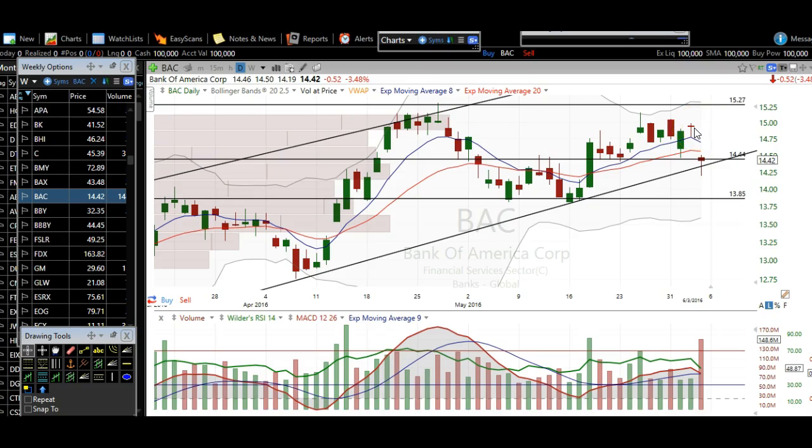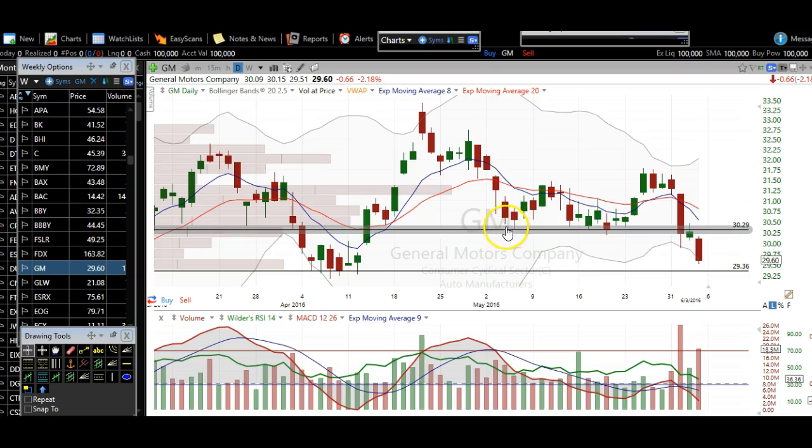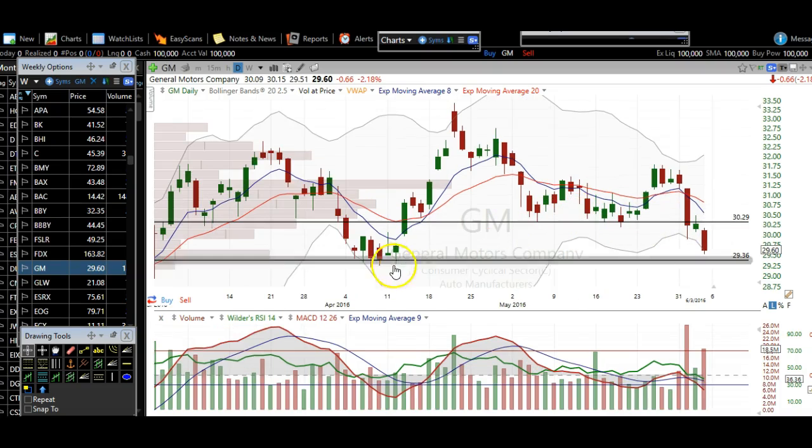Next, I want to look at GM. GM is breaking below support. We broke below support, but we're coming back down to another support, which is right around 29.30 or so.